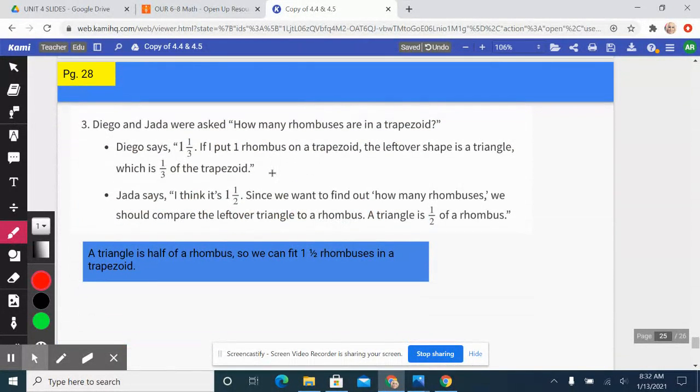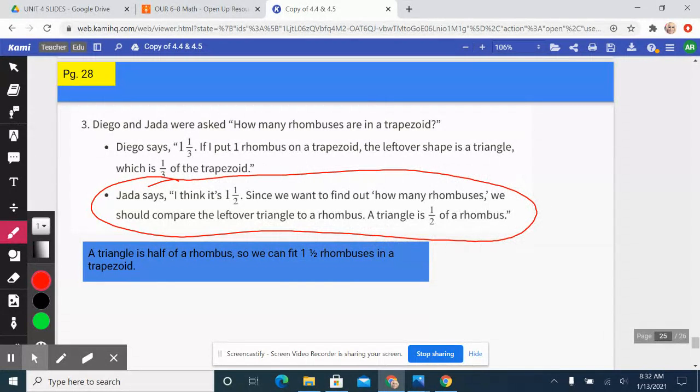Okay, now page 28. Diego and Jada were asked how many rhombuses are in a trapezoid. Diego says 1 and 1/3. If I put 1 rhombus on a trapezoid, the leftover shape is a triangle, which is 1/3 of the trapezoid. Jada says, I think it's 1 and 1/2. Since we want to find out how many rhombuses, we should compare the leftover triangle to a rhombus. A triangle is half a rhombus. So Jada is correct. So circle her. And it is because a triangle is half a rhombus. So we can fit 1.5 rhombuses in a trapezoid.